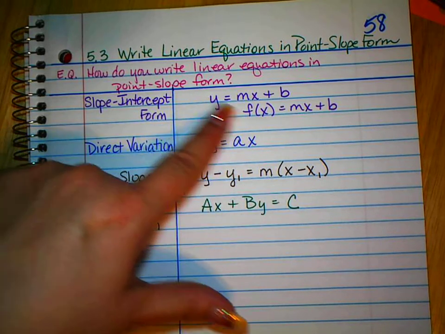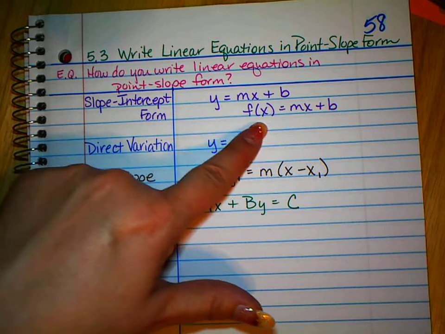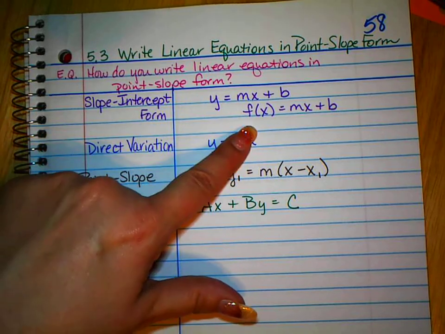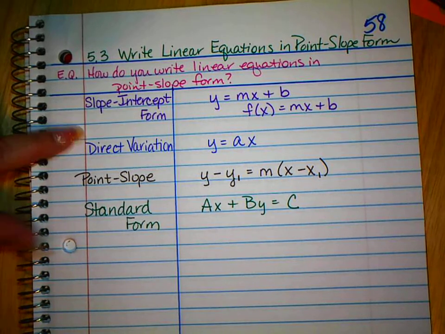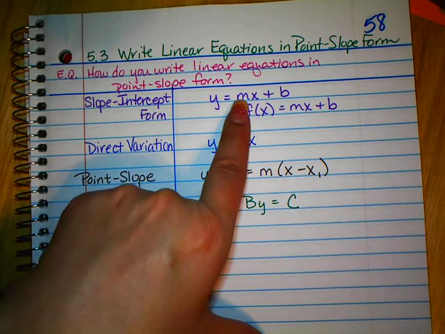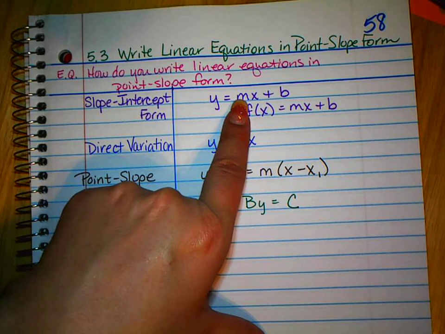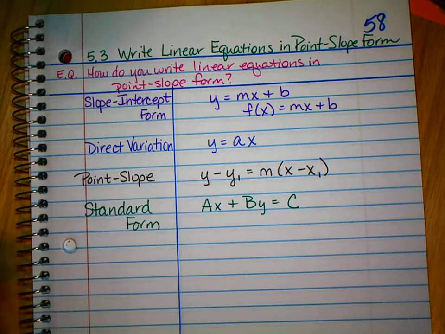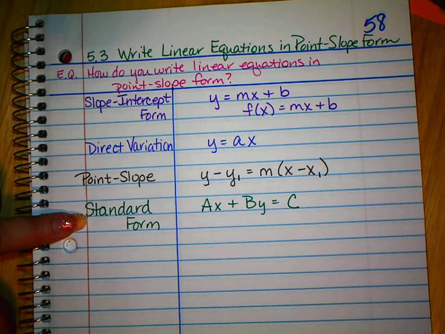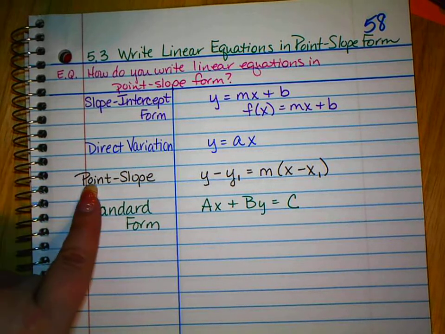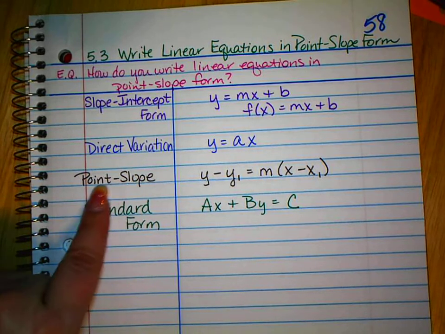And with function notation, remember we could have either y or f of x equals. We've also done direct variation of y equals ax, and we've discussed that the a is actually the same thing as the slope. Point slope is what we're learning today. You've actually already seen standard form, and we'll do more with standard form in the next, but I wanted to put it in here.